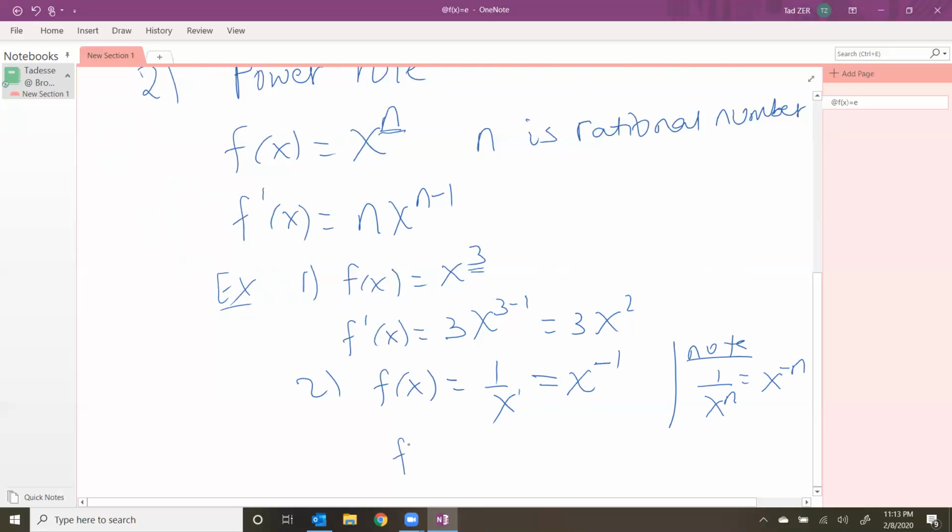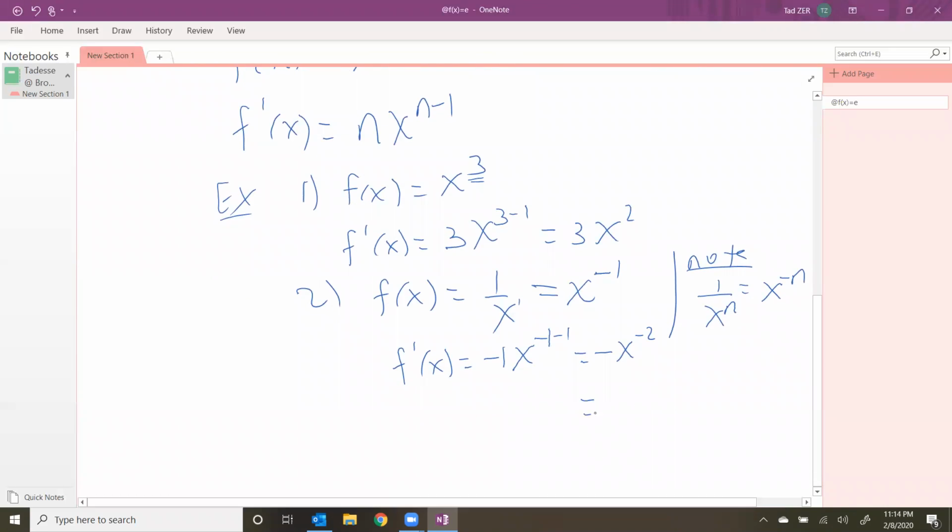So the derivative becomes what? The exponent is negative 1, so it becomes negative 1 times x to the power of negative 1 minus 1. Then I have to subtract 1. So this becomes minus x to the power of negative 2. That is what the derivative is. Now, if you want to write it with a positive exponent, minus x to the power of negative 2 means minus 1 over x squared. So that's how you find it.